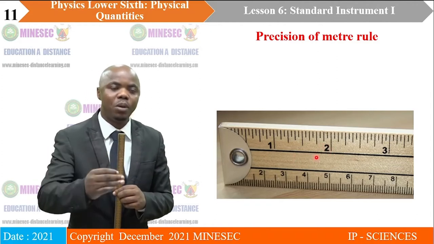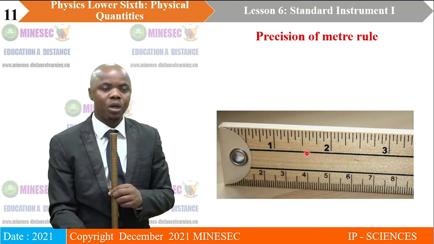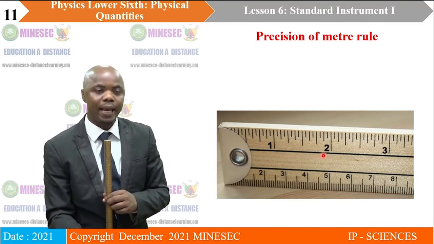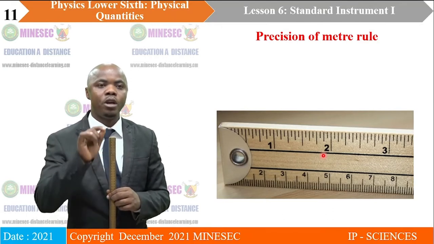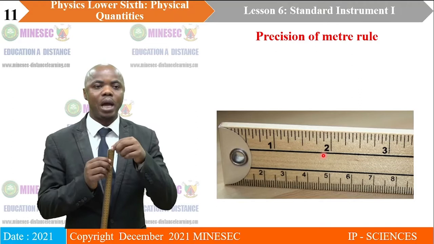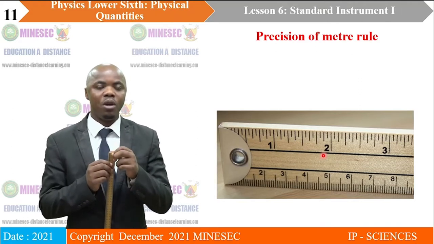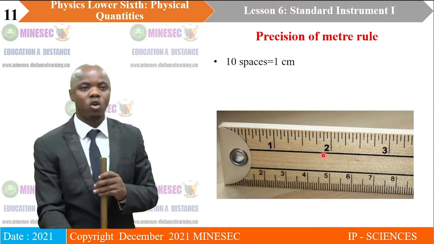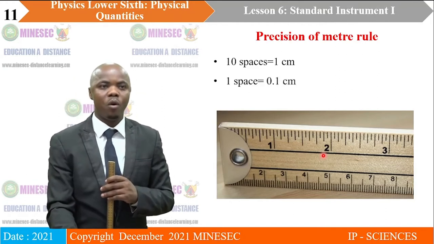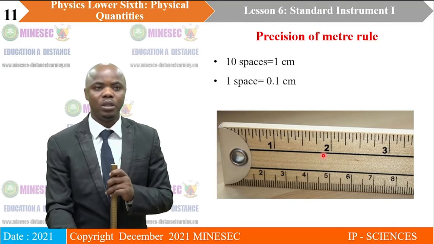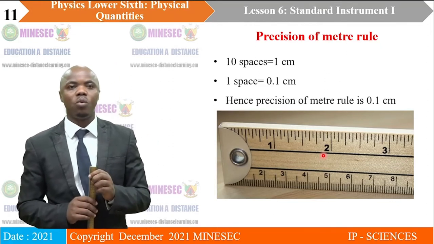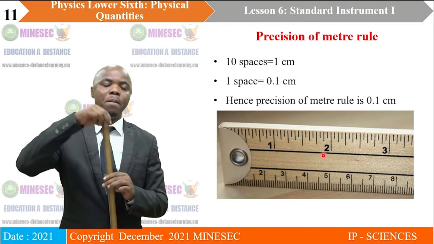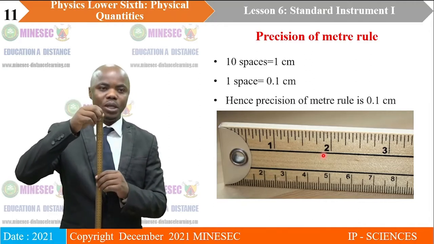Therefore, what should be the smallest increment on this instrument? The interval here is 1. If I take 1 divided by 10, I should have an increment of 0.1. Therefore, a meter rule increases by 0.1 every division. Therefore, the precision of a meter rule is equal to 0.1 centimeter. So there are 10 spaces occupying 1 centimeter. And therefore, one space will occupy 0.1 centimeter length. Hence, the precision of a meter rule is 0.1 centimeters. What does this mean? It means that every measurement made with a meter rule must be written to one decimal place.